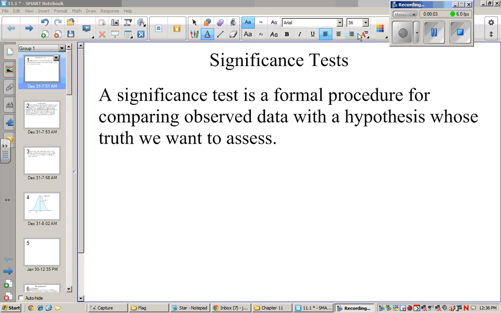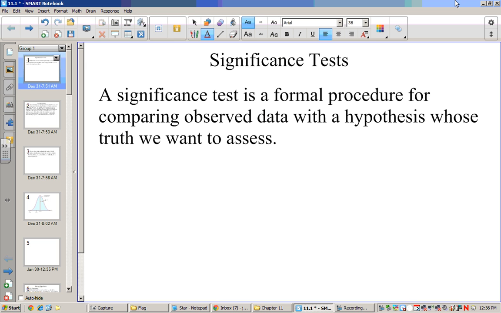Hello, welcome to chapter 11. Today we're talking about significance tests. And significance tests are what we're doing the entire rest of the year.